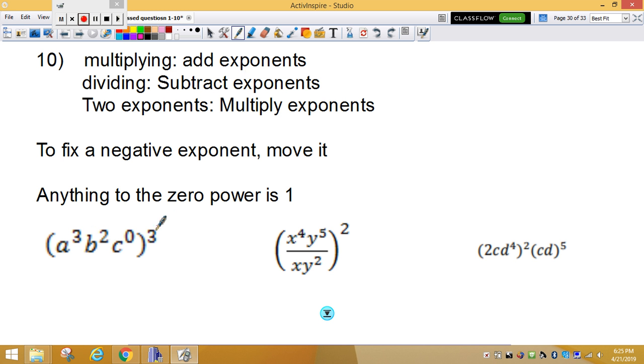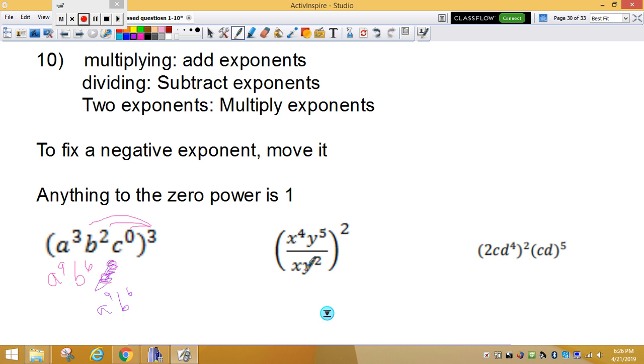So here's example 1. You should have this written down. So on the outside, we're going to multiply, multiply, multiply. So I would get a to the 9, because 3 times 3 is 9. I would get b to the 6, because 2 times 3 is 6. And I get c to the 0, because 0 times 3 is 0. Now, anything to the 0 power is 1. So this c to the 0 is just 1. We don't care about it. So your answer is a to the 9th and b to the 6th. You should have that written down.